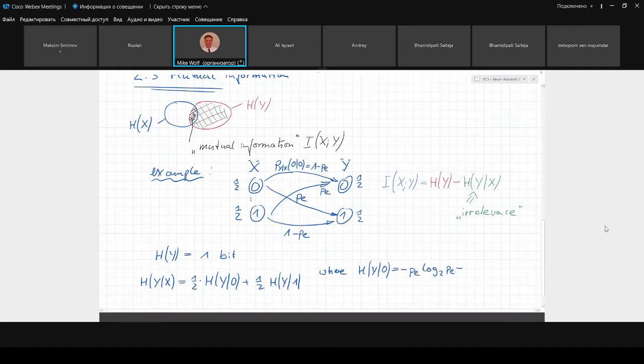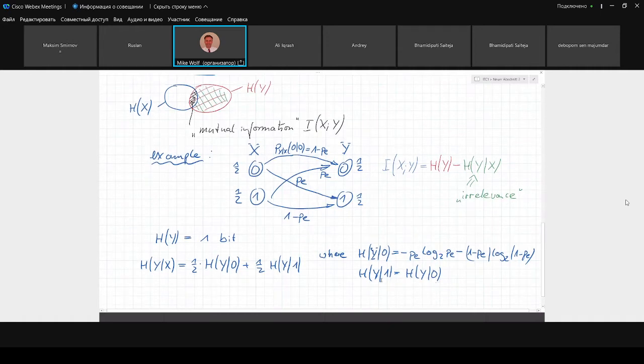minus, so let's say this is here, we have this path, and now we consider this path. So I know X is 0, and this is a capital Y, of course, 1 minus PE log 2 of 1 minus PE, that's all. But we can say h of Y given that X is 1, what is it? It's the same value, because if this would be a channel, it would be a symmetrical channel. So this is h of Y given X is 0. So then we see there's no difference.